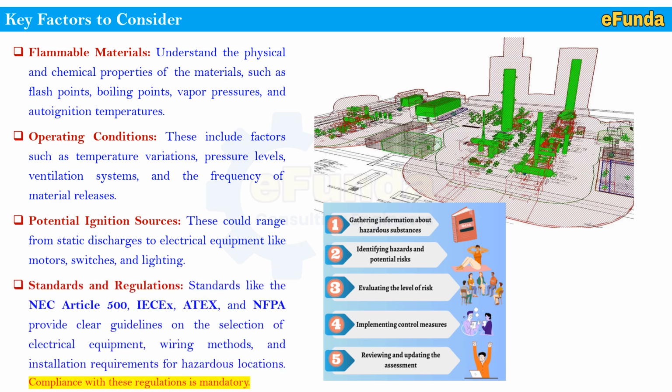Last one, standards and regulations. Standards like NEC Article 500, IECEx, ATEX and NFPA provide clear guidelines on selection of electrical equipment, wiring methods and installation requirements for hazardous locations. Compliance with these regulations is a mandatory process. This is how the key factors defined on this slide are very important while preparing the HAC drawing.